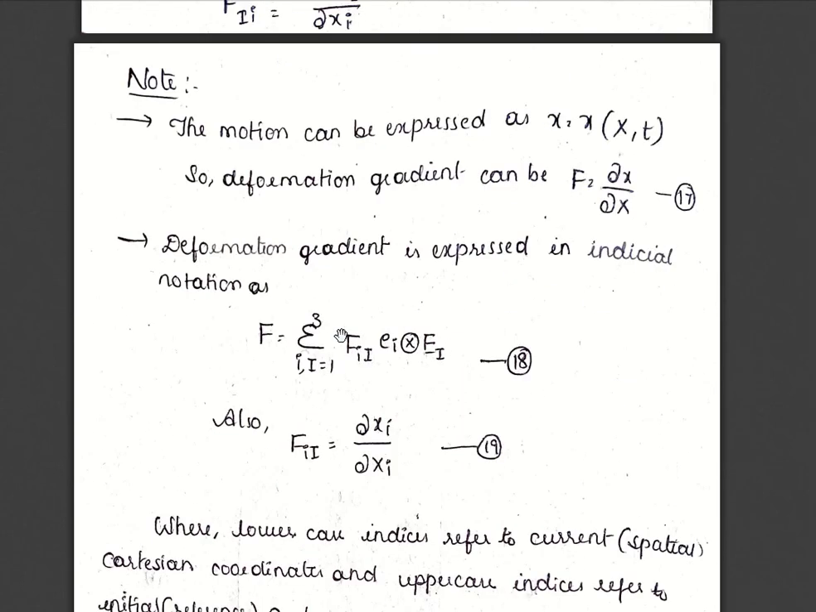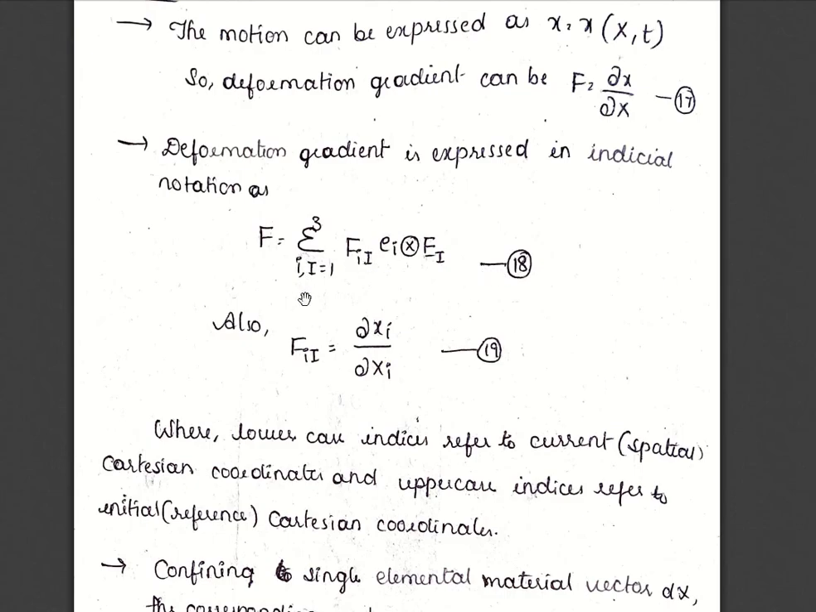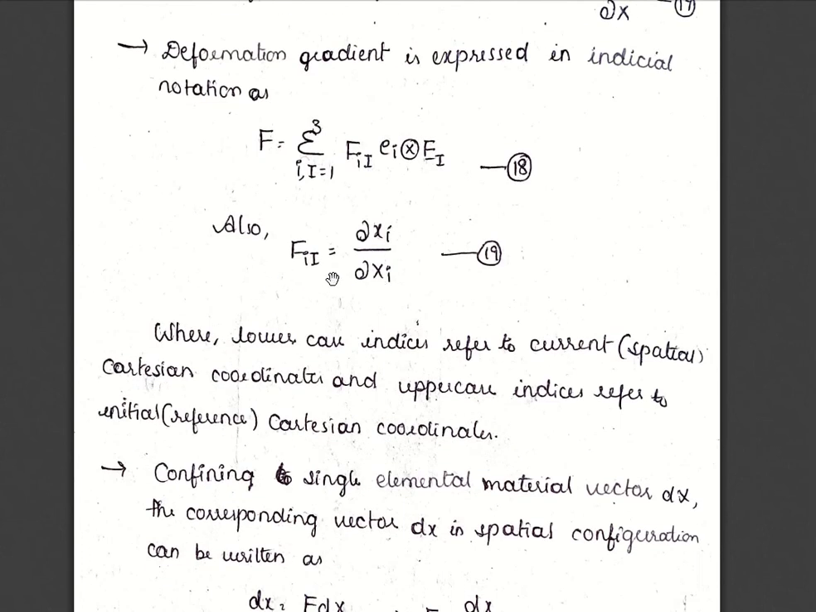Here, the important point to note is that the motion can be expressed as x equal to x of X comma t. In some textbooks it is mentioned like that. So we can write the deformation gradient simply as F equal to ∂x by ∂X. This deformation gradient can also be expressed in index notation according to the tensor rule. We can write the summation, I, capital I ranging from 1 to 3, F I capital I, e i into capital E I. This represents the material description and this represents the spatial description. Also F iI is equal to ∂x i by ∂X I.